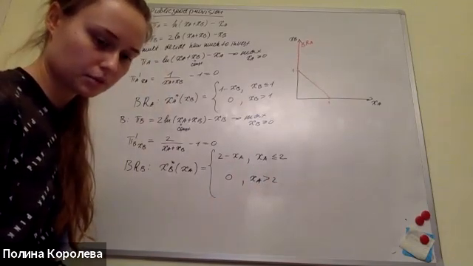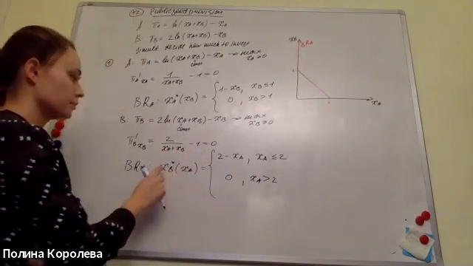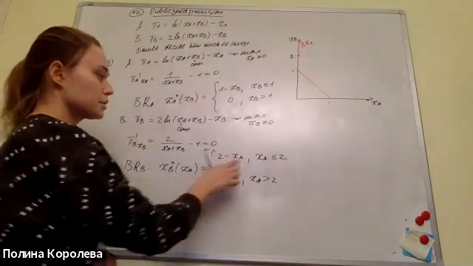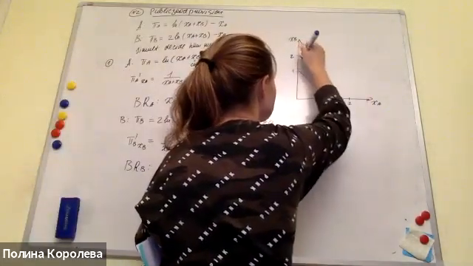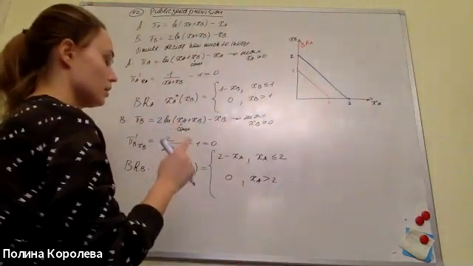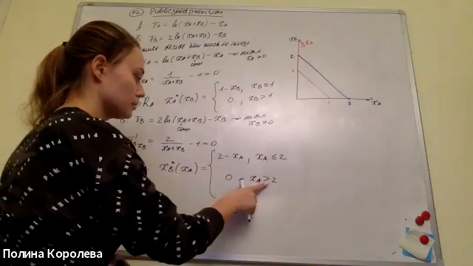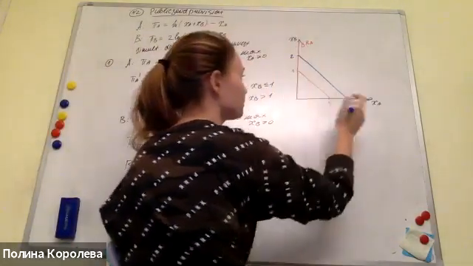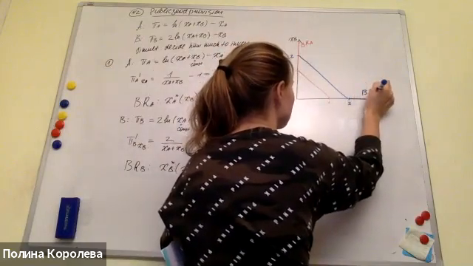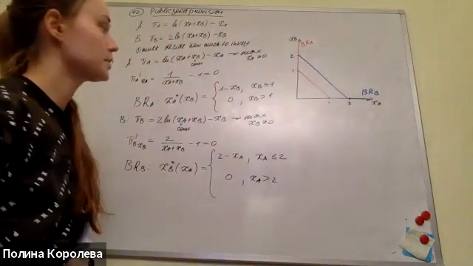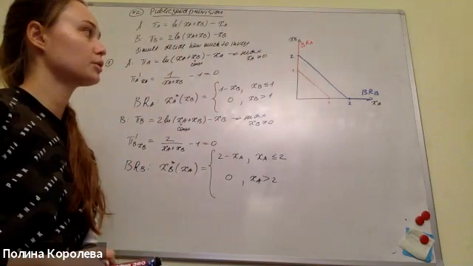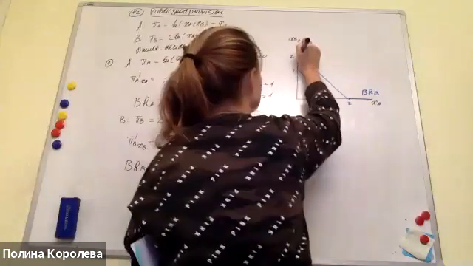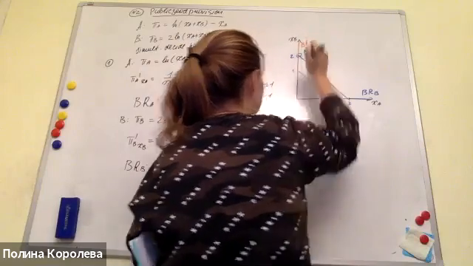And let's draw it also on the graph. 2 parts. If xa is equal to 0, xb is equal to 2. Here. If xb is equal to 0, xa is equal to 2. Then, if xa bigger than 2, xb equal to 0. Horizontal part. Name it best response of family B. And also on the graph, we can see the 1 point of intersection of best response functions, and it's here. And this is Nash equilibrium point.